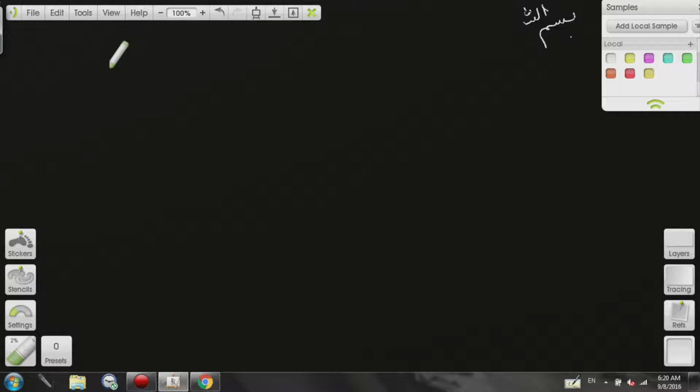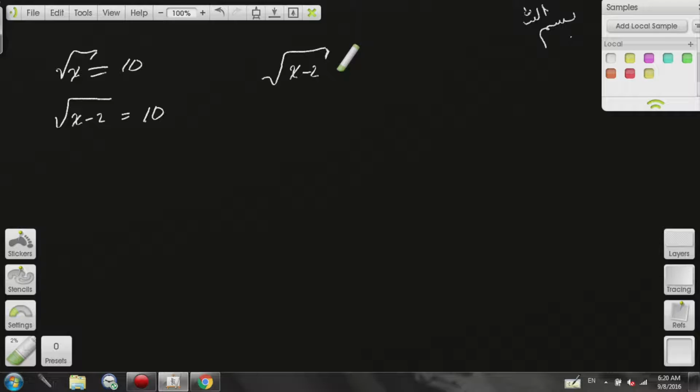Now, so we did this example, square root of x equals 10, and then I did this example, square root of x minus 2 quantity equals 10. Now I'm going to do a very similar example. Watch this one. Square root of x minus 2, plus 3 equals 103, I'm going to say.